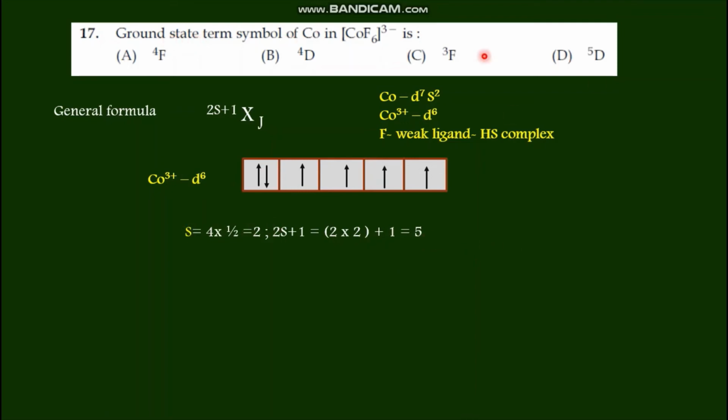Here only one option has 5 as the 2S plus 1 value. So the answer is D.